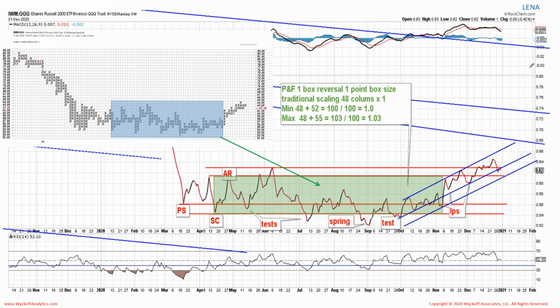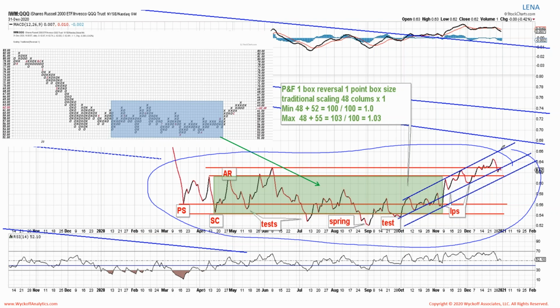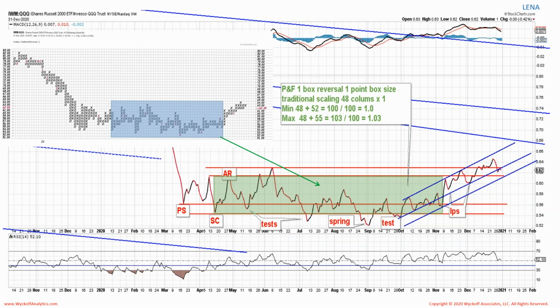This work is done by Lena, and Lena is actually taking Bruce's idea of the rotational theme from growth to the value, and Bruce has been talking about this for months now. And she's adding a very interesting element, Bruce, the PNF for this relative strength chart. So could you please briefly comment on this work?